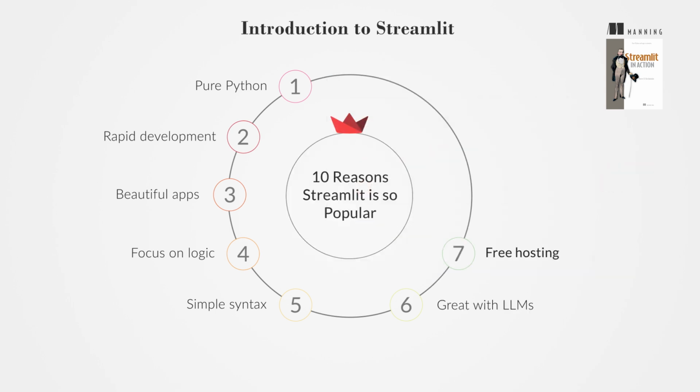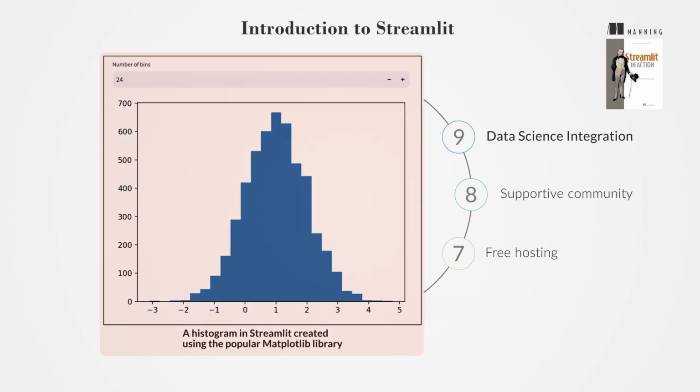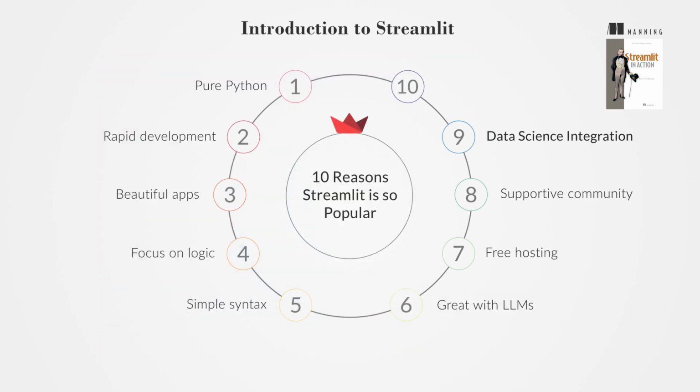7. Free hosting. Streamlit Community Cloud allows you to deploy and share your apps for free. 8. Supportive community. Streamlit has a large, friendly community and responsive forums. 9. Data science integration. Streamlit integrates well with data visualization libraries and tools like Pandas. 10. Extensibility. You can extend Streamlit with third-party components or build your own.